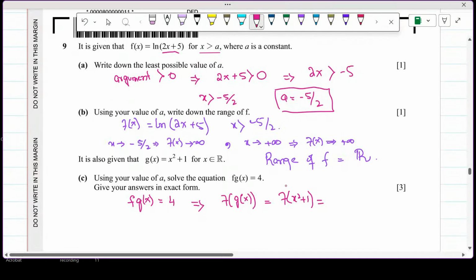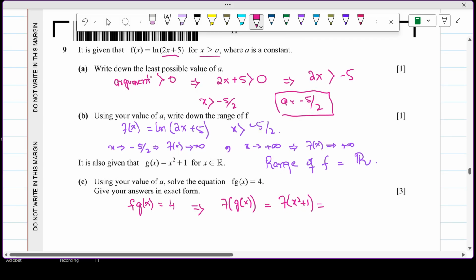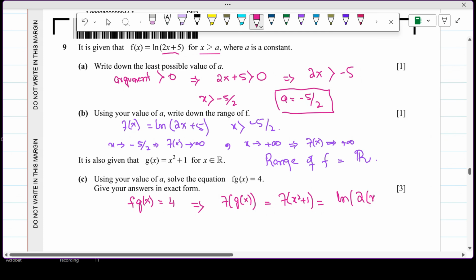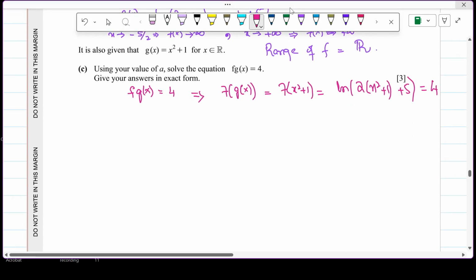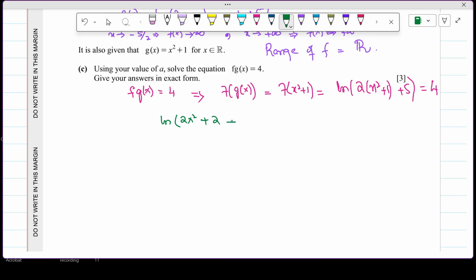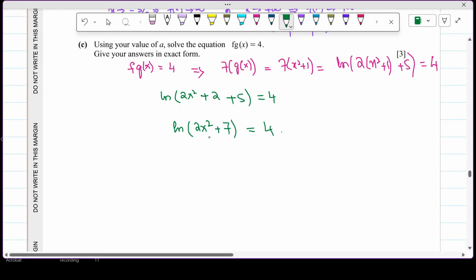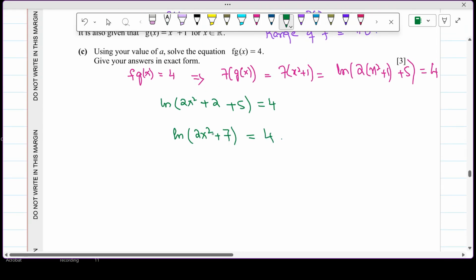When we plug x squared plus 1 into the function f of x, we will have ln of 2 times x squared plus 1, plus 5, and this equals 4. Okay, so we have ln of 2x squared, 2 times 1 is plus 2, and then plus 5 equals 4. Further solving, we will have ln of 2x squared plus 7 equals 4. So we need to solve this equation. So we need to find the value of x.